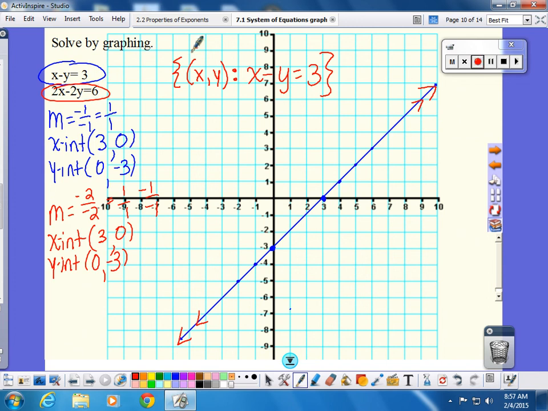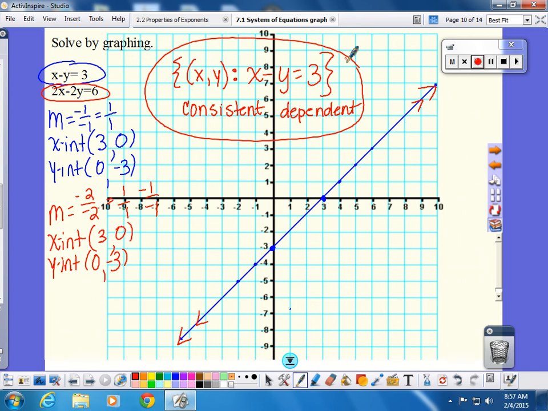Alright, and then I have to write my solution set this way, and I name my system. Does anybody remember what it is? Consistent, dependent. Right, consistent, dependent. Wait, so you have to make brackets on that? Yeah, it's a whole set. Can't write infinitely many, so we have to word it as a set.